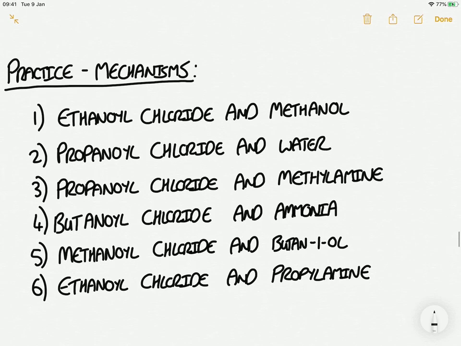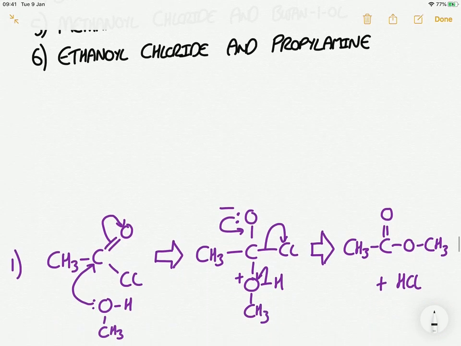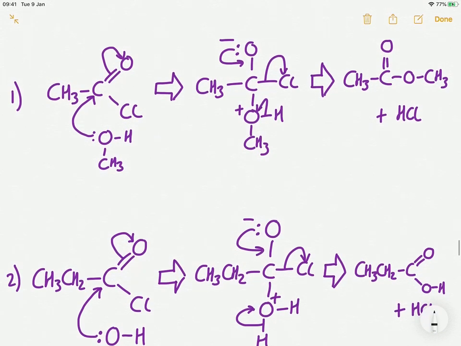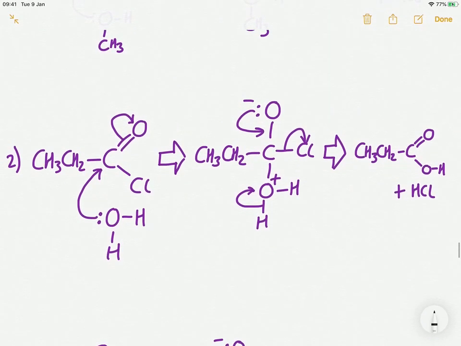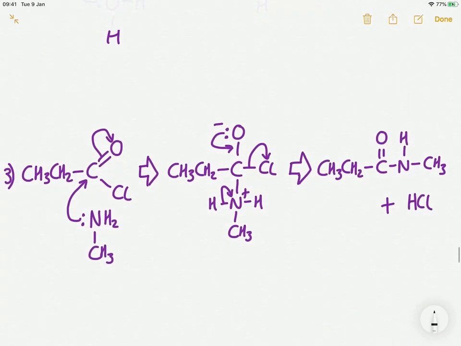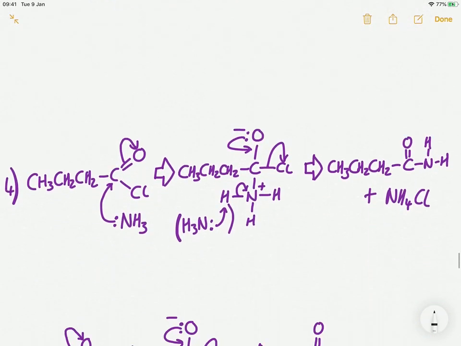More practice. This time, mechanisms. Every single one is an acid chloride mechanism, because remember, you don't really have to do the mechanism with the acid anhydride. Pause the video, have a go. Alright, so once you're happy with your answers for those, you can pause video and check 1. Pause video and check 2. Pause video and check 3. Pause video and check 4.